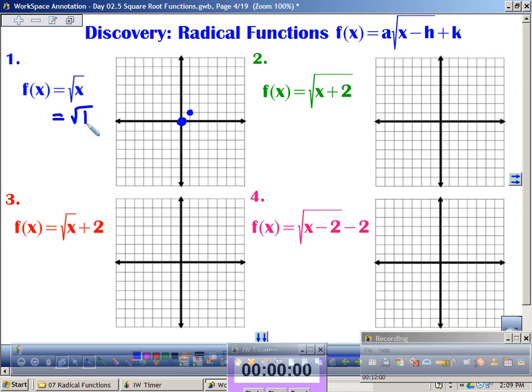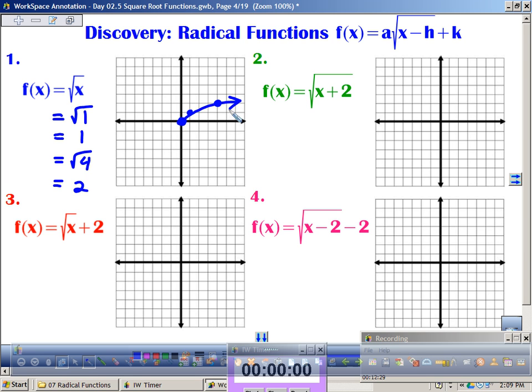And for the next point, I'm going to double check. If I put a 1 underneath a square root sign, I get 1. Right? So would I put a 2 in next? No, because that would give us a decimal. So the next easiest one would be what? A 4. If I put a 4 in, I get 2. So over 1, 2, 3, 4, up 1, 2. That's all you need to graph these. Okay?